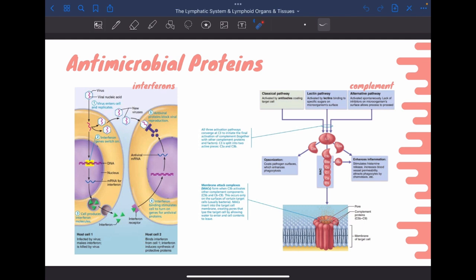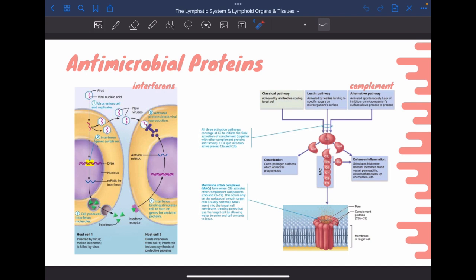So again, the antimicrobial proteins are interferons and complements. Interferons are interferon alpha, interferon beta, and interferon gamma, which work in different ways by activating natural killer cells or by activating macrophages to help indirectly in cancer or in viral infection, like in the case of interferon alpha and beta, where an infected cell will release interferons to alert the other cells to not produce any more proteins and to halt any functions that are going to happen.